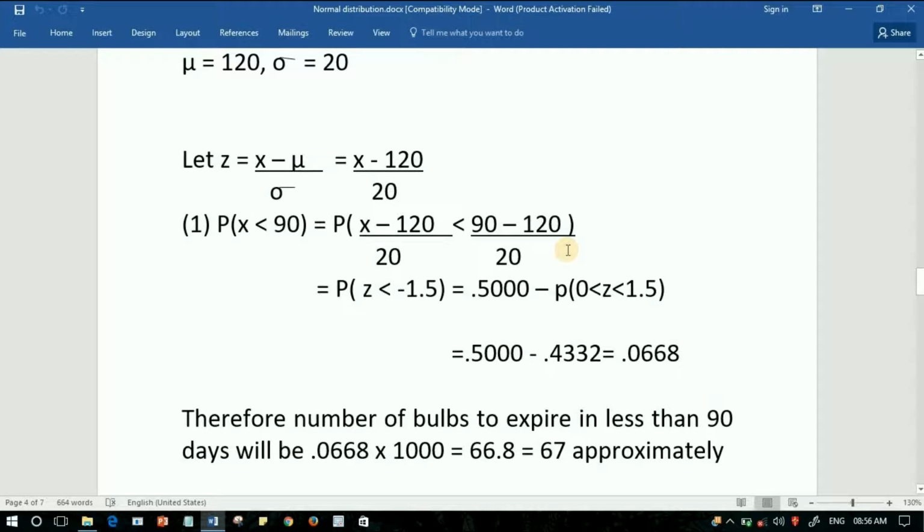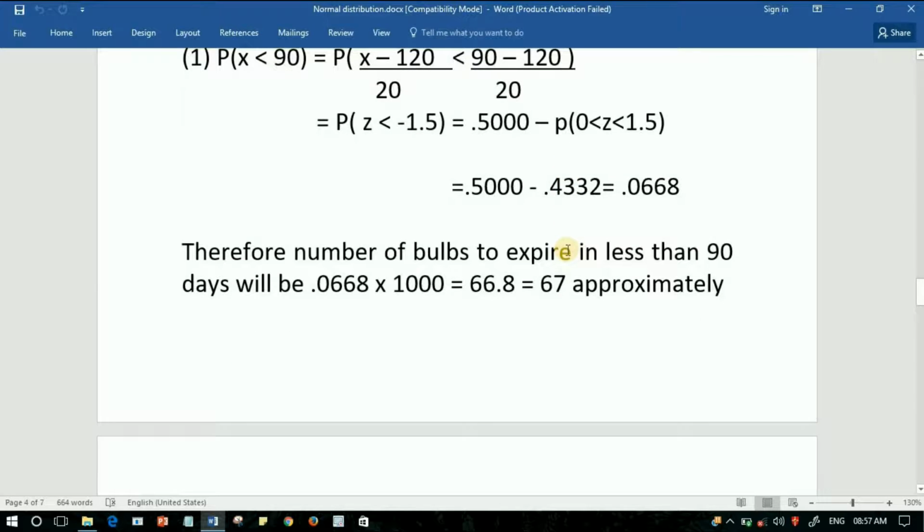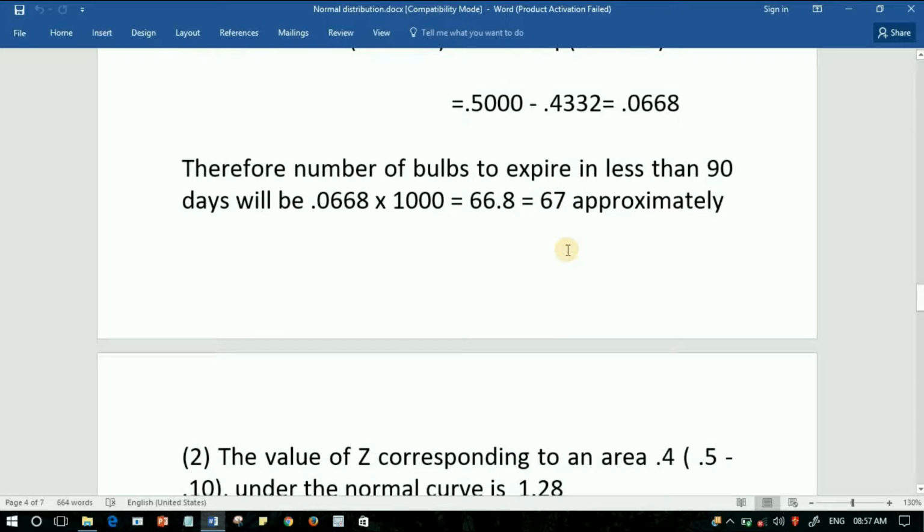Therefore, this is the probability of one bulb, but here they are asking the number of bulbs. That is, after getting the probability, you have to multiply with the total. So we get 0.0668 into 1000, so we get 66.8. Approximating, 66.8 is more than 0.5, so we have to approximate to 67. This number should be a whole number of items.